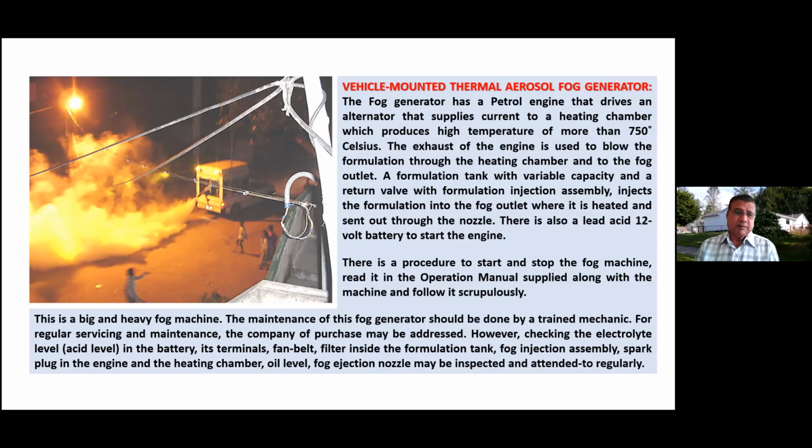However, checking the electrolyte of the battery, that is the acid level, the terminals, fan belt, filter inside the formulation tank, fog injection assembly, spark plug in the engine, and the heating chamber, oil level, fog injection nozzle may be inspected and attended to regularly. These are the things which we can do. Remove it, change the fan belt, remove the terminals, see the electrolyte or acid level in the battery, clean the fog injection assembly, spark plug, everything that we can do. But regular maintenance, taking the machine out and doing it, a company or a trained mechanic should do.